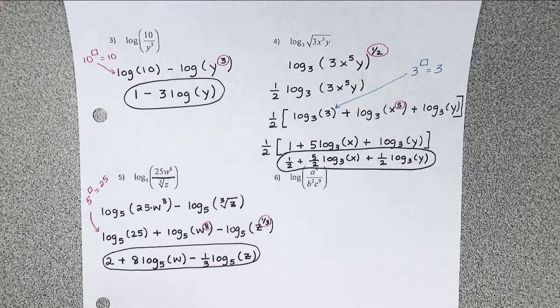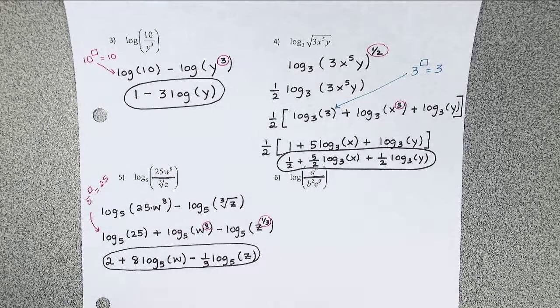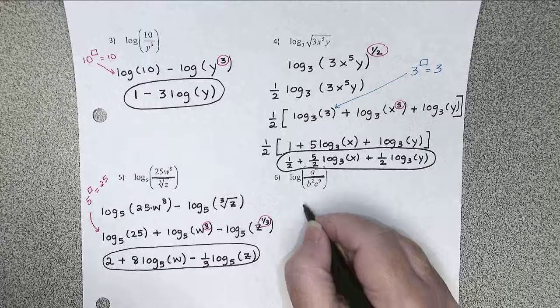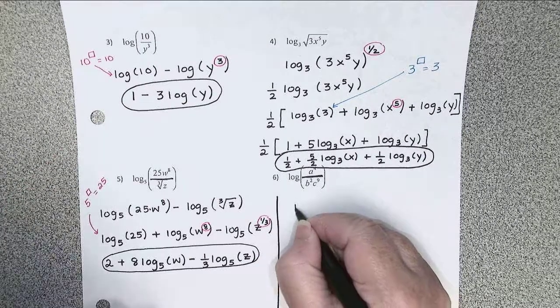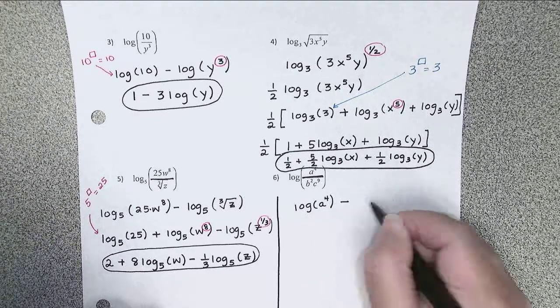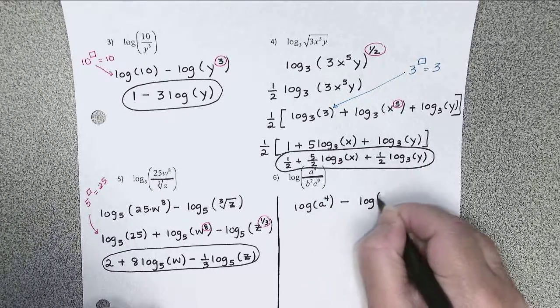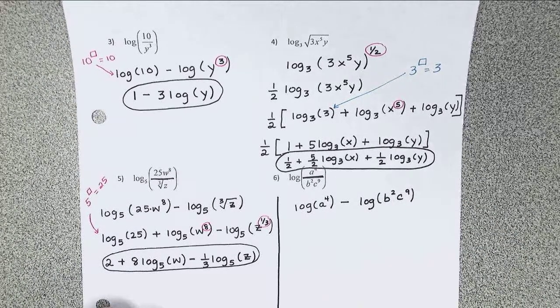All right, one more example of expanded form. Once again, I'm going to start by concentrating on the division. I'm going to break that up into the difference of 2 logs. So I would have the log of a to the 4th subtract the log of b squared c to the 9th.